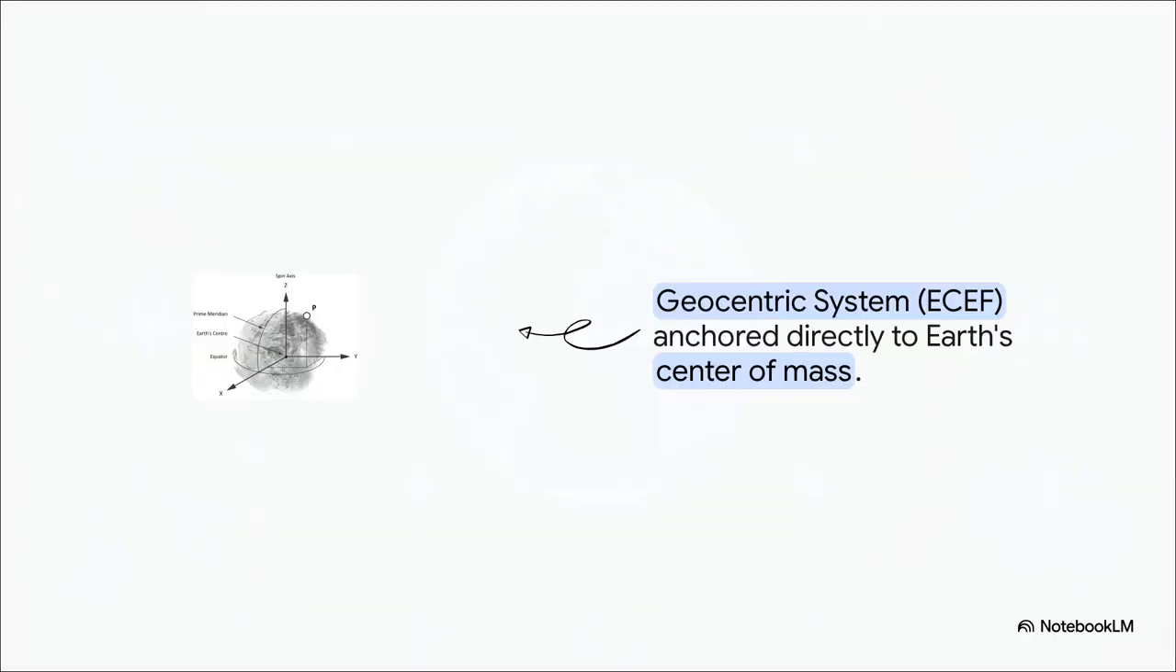So how on earth, pun intended, do we mathematically map a massive, irregularly shaped, rotating rock floating in the vacuum of space? Like, where do we even place the 0 point to start counting? The intuitive approach here is the geocentric coordinate system, or the Earth-centered Earth-fixed system, ECEF for short. Basically, we anchor a 3D Cartesian grid directly to the Earth's center of mass.